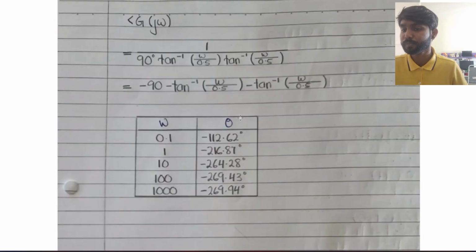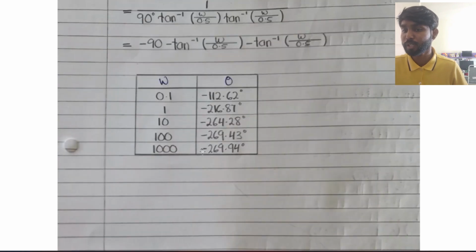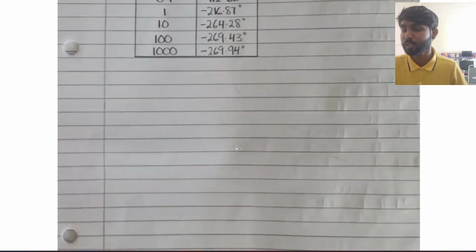And the continuation of the previous calculation: when w is 0.1, the phase equals 112.62 degrees; when w equals 1, negative 216.87 degrees; when 10, negative 264.28 degrees; when 100, negative 269.43 degrees; when 1000, negative 269.94 degrees.